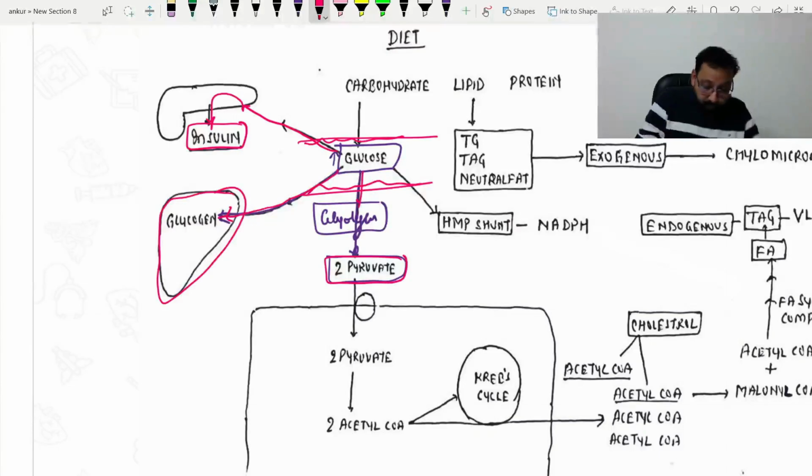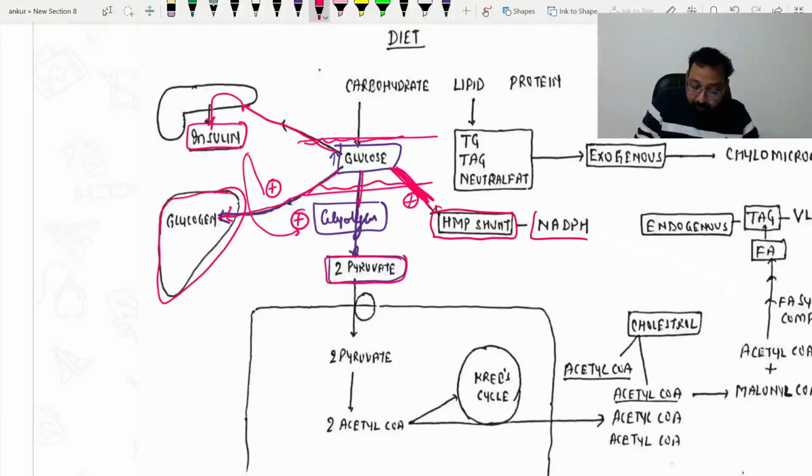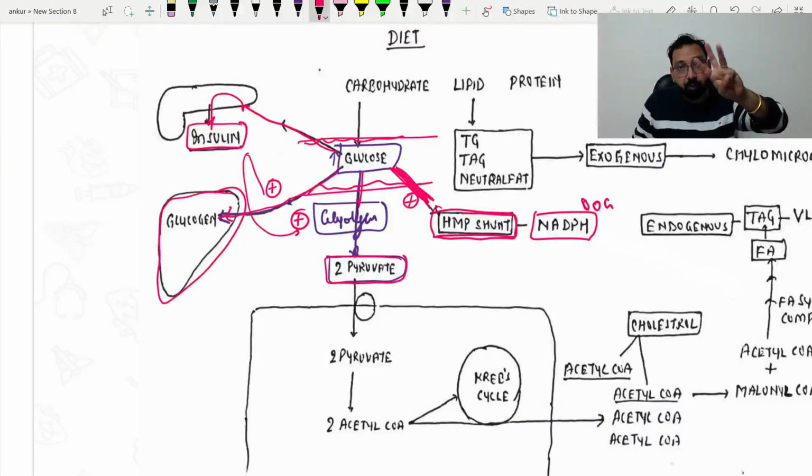Point it out. Insulin activates glycogen synthesis, insulin activates glycolysis, insulin activates the HMP shunt. One function of glucose is to produce NADPH by the HMP shunt. Important point: you remember three functions of glucose. One, it is stored as glycogen. Second, HMP shunt. Third, energy production by glycolysis.